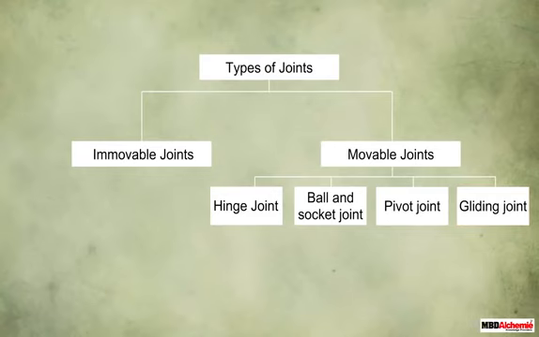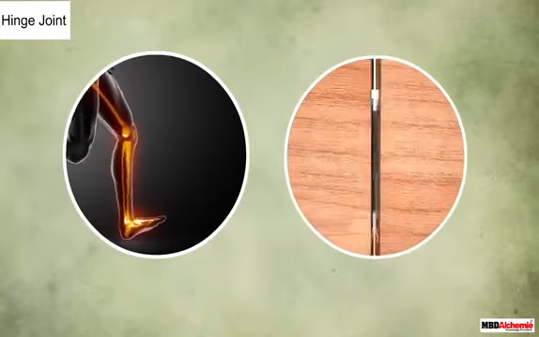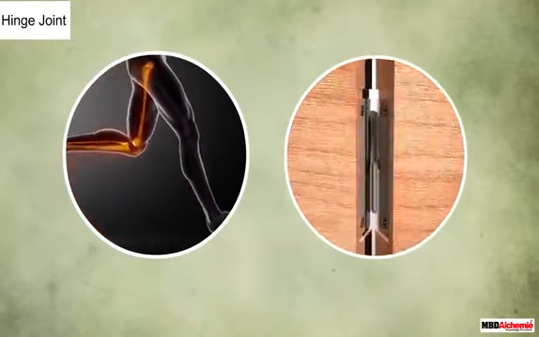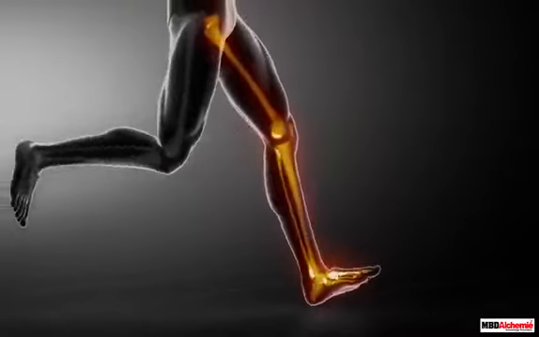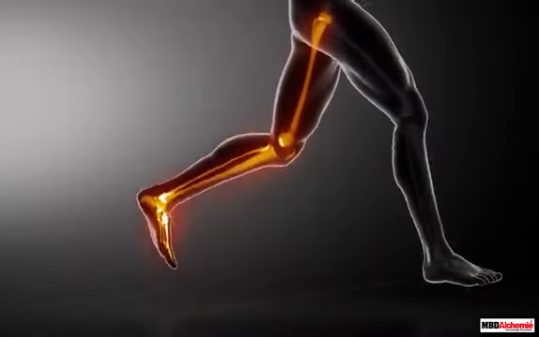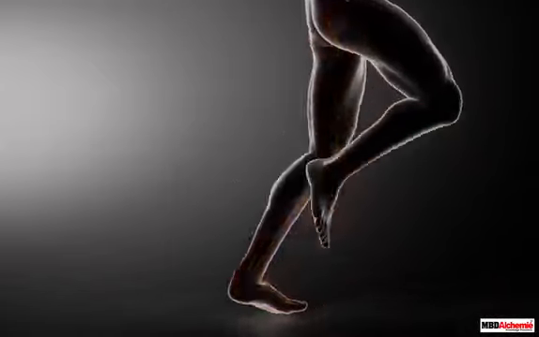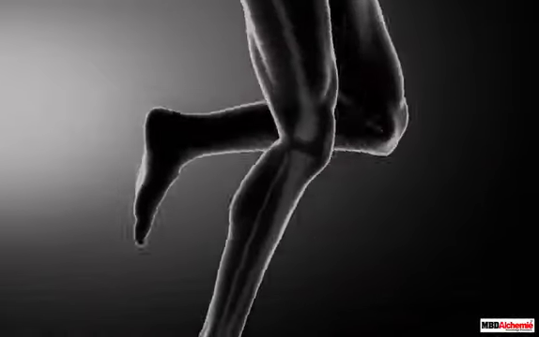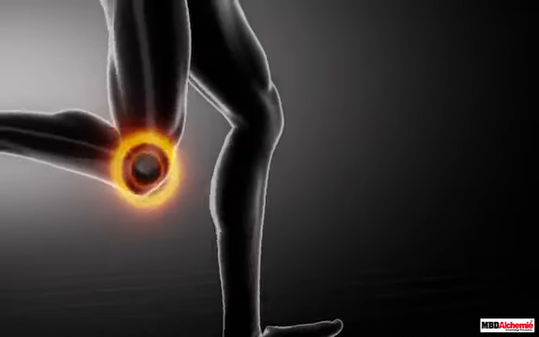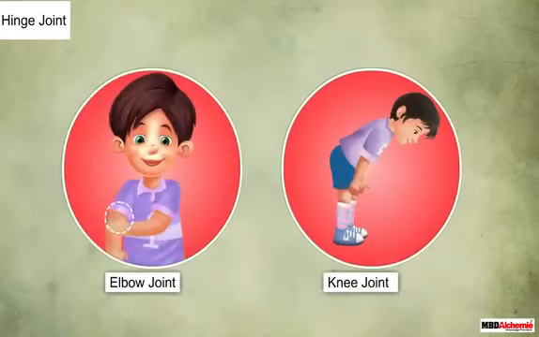Let us first learn about the hinge joint. A hinge joint is very similar to a door hinge. You can see that the door hinge allows the opening and closing of the door in two directions. Similarly, a hinge joint in the body also allows the movement in two directions, that is, forward and backward, or upward and downward. The elbow and knee joints are the two examples of the hinge joint.